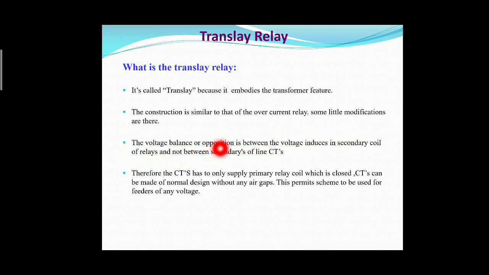Okay, the voltage balanced opposition is between the voltage induced in the secondary coil and the relays, and not between the secondary lines of the CTs. Therefore the CTs only supply the primary relay coil. In that case, it supplies only the primary coil which is closed. CTs can be of normal design without any air gap.